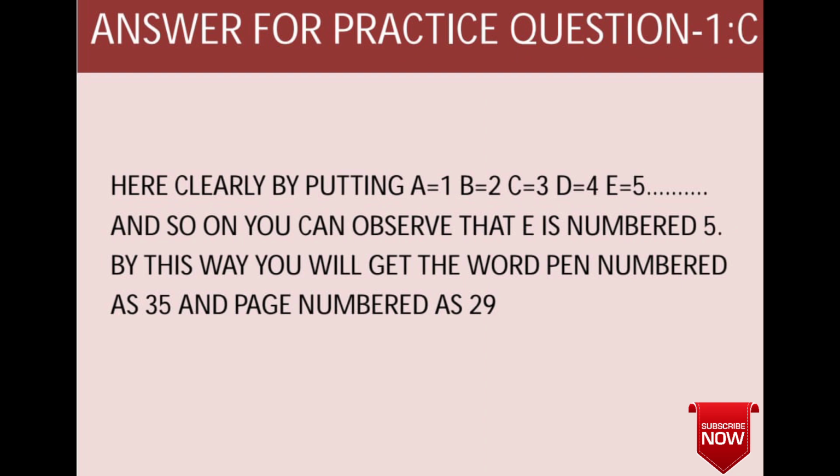Now coming to the answer for practice question 1, here clearly by putting A equals to 1, B equals to 2, C equals to 3, D equals to 4, E equals to 5 and so on, you can observe that E is numbered as 5. So by this way you will get that P can be noted as 16 and N is noted as 14. So by adding 16 plus 14 plus 5, you will get the answer as 35. So you will get the coded form of pen as 35.